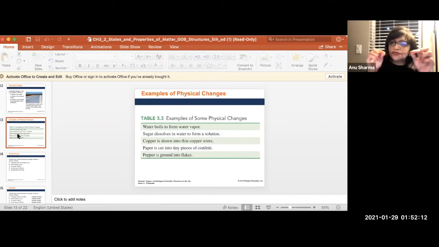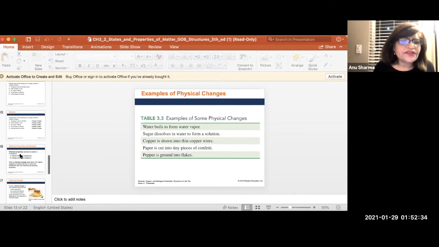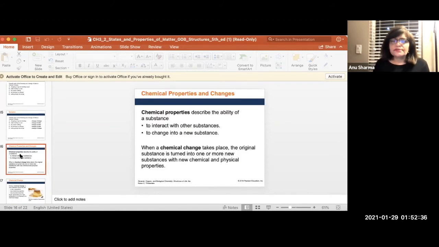Copper made into thin wires is again a change of shape. Paper cut into thin pieces is again a change of shape. Pepper ground into flakes: every single flake that is left is still pepper. Although the shape and look have changed, it is still the same. So these are the physical changes.